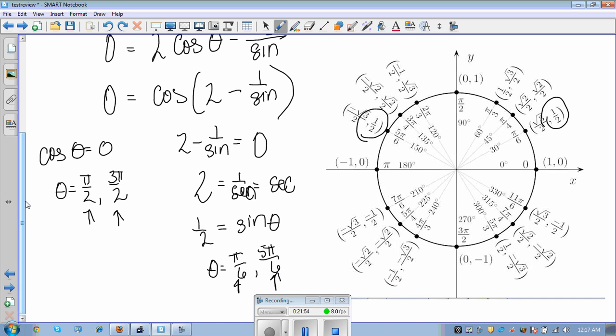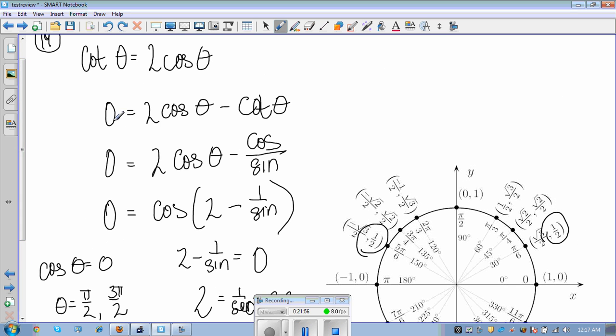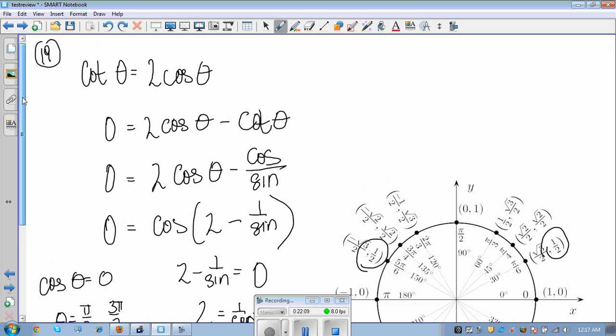If I plug it into my original, my outcome will be a 0. Or actually this very original, that cotan of, say, pi over 6 would be the equivalent ratio of 2 times the cosine of that pi over 6. And that is your test.